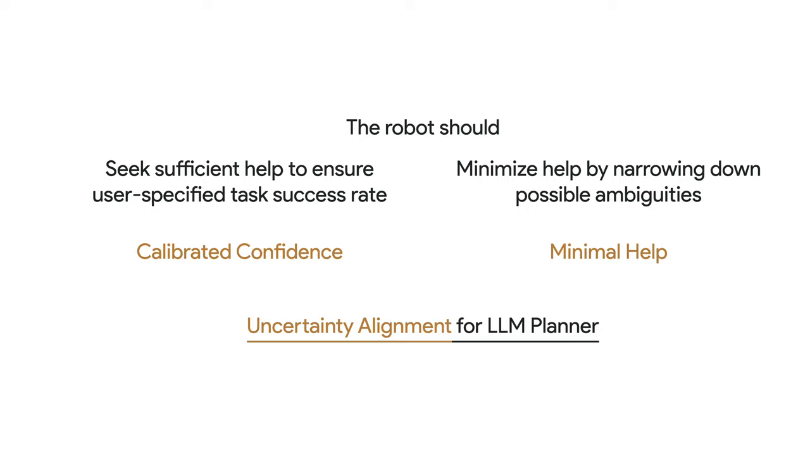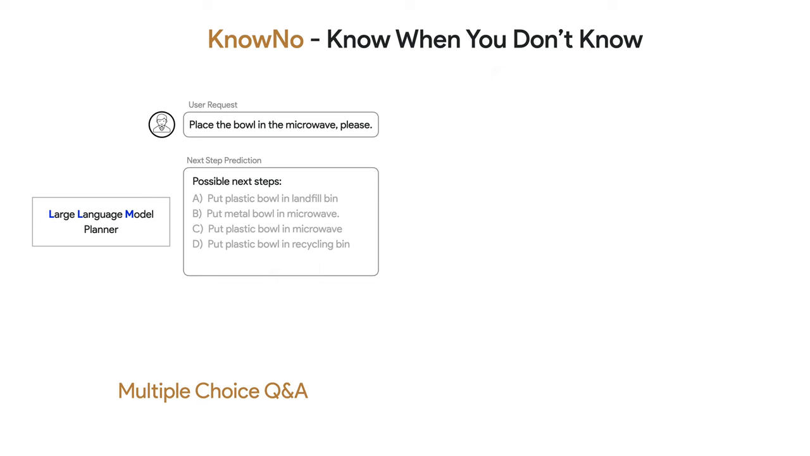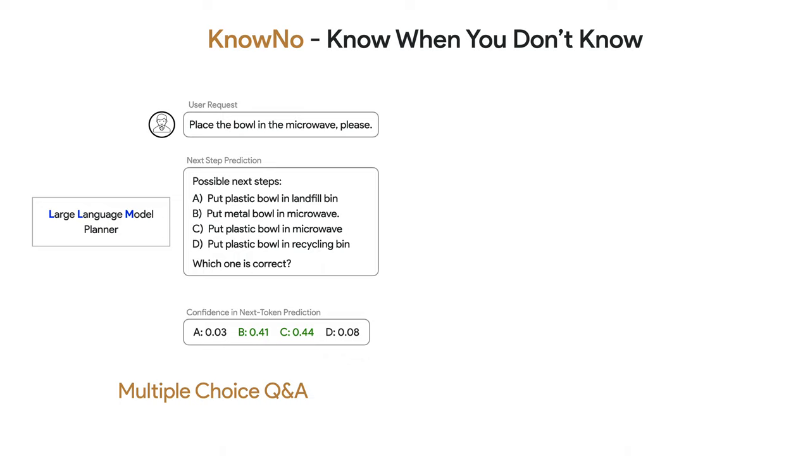In this work, we propose KnowNo: know when you don't know. There are two key pieces to the framework. First, KnowNo formulates the large language model planning as multiple choice Q&A. Given a user request, KnowNo first prompts the planner to generate possible next steps. Then, KnowNo asks the planner to choose from them and looks at the large language model's next token prediction probabilities to assess its uncertainty.